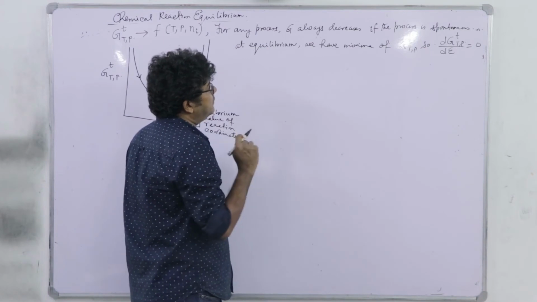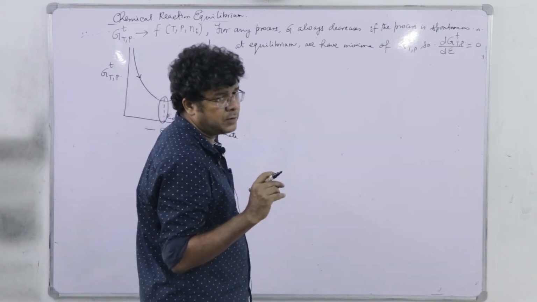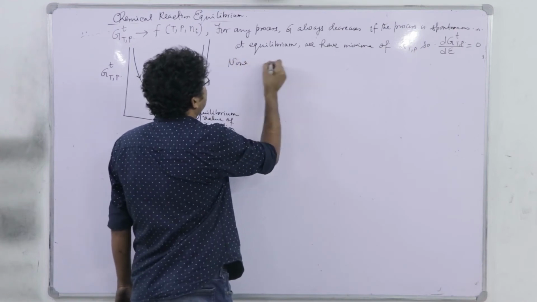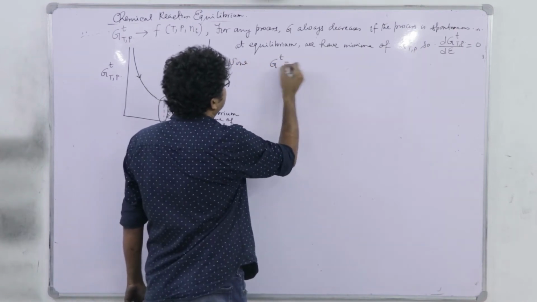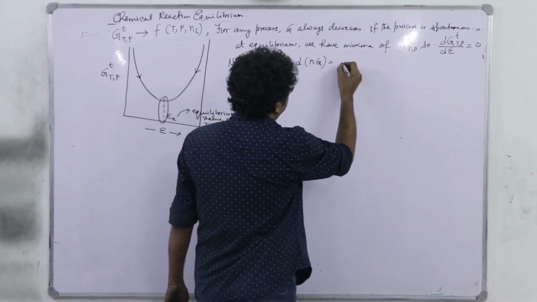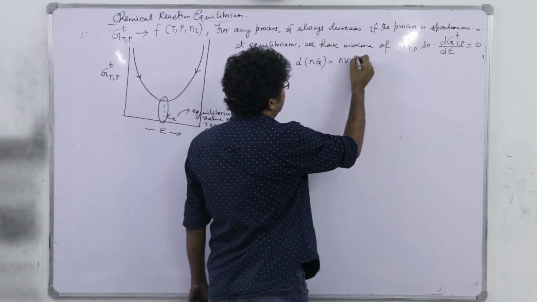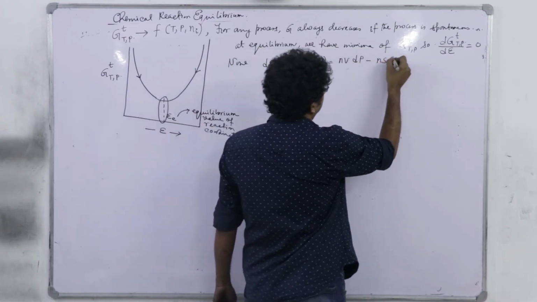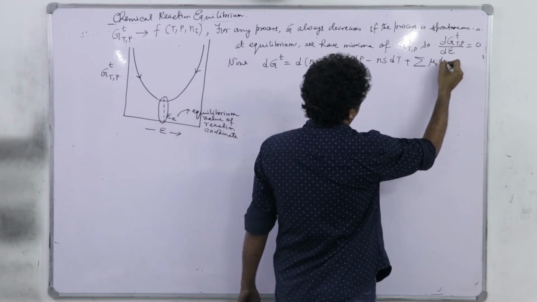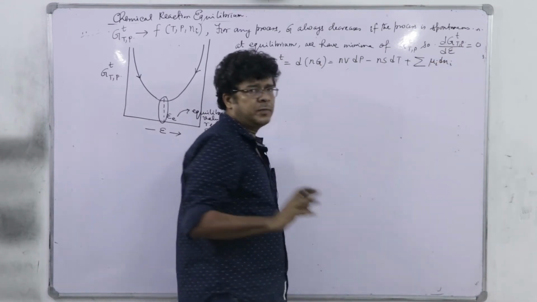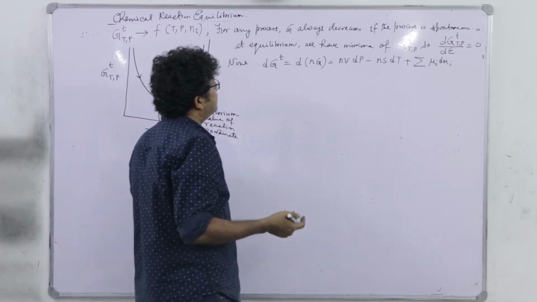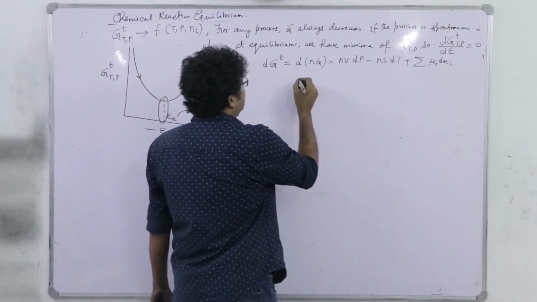So, that is the condition for reaction equilibrium. Okay, it is attaining a minimum. Now, we know that d of Gt is equal to Nv dP minus Ns dT plus summation of mu I dni, because though it is not an open system, the number of moles are changing with time.